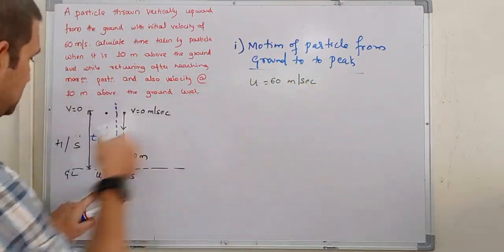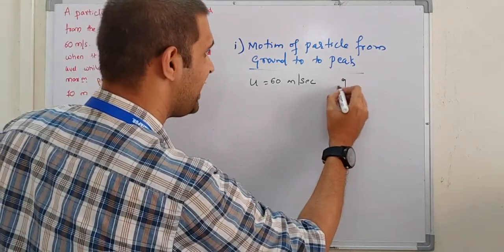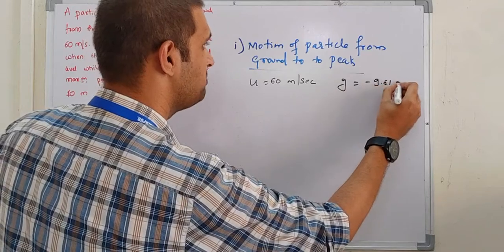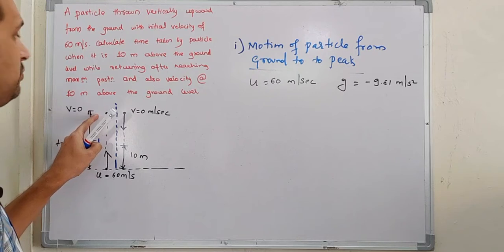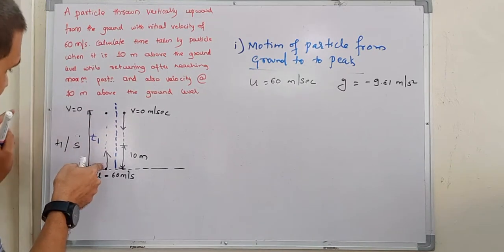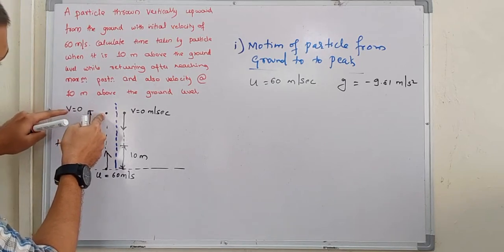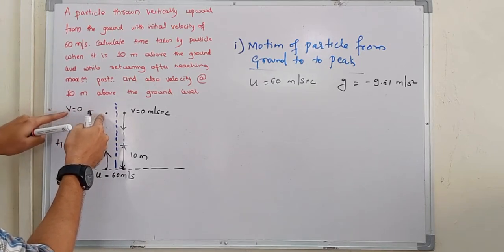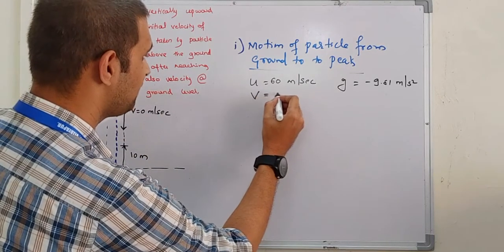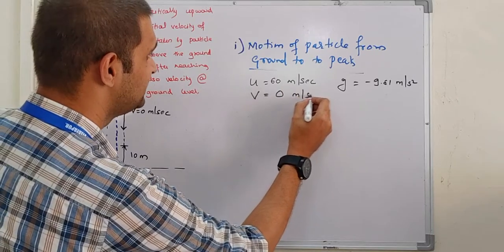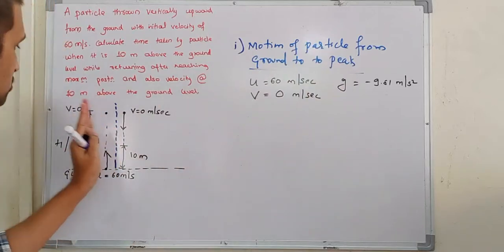Now, when the particle is moving up, we know that your acceleration due to gravity has to be minus 9.81 meters per second square. And as it progresses up, when it reaches the peak, it will be in a state of rest, so your final velocity reached will be 0. At peak, your final velocity will be 0 meters per second. So now these will be the data for the first motion.